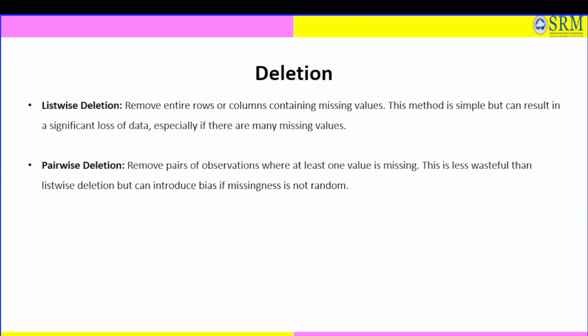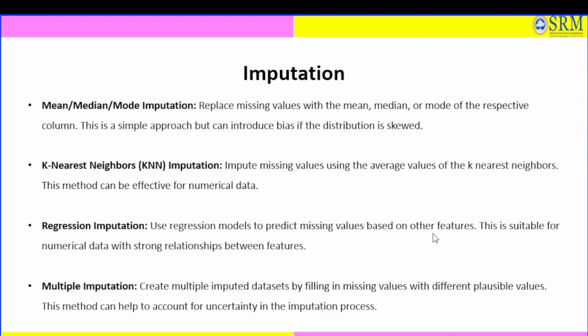Deletion again has two types: list-wise deletion and pair-wise deletion. List-wise deletion means we remove entire rows or columns containing missing values. This method is very simple, but it incurs a greater loss of data, especially if you have many missing values, and if you have a smaller data set, it has a greater impact. Pair-wise deletion removes pairs of observations where at least one value is missing. It is less wasteful than list-wise deletion, but can introduce bias if the missingness is not random.